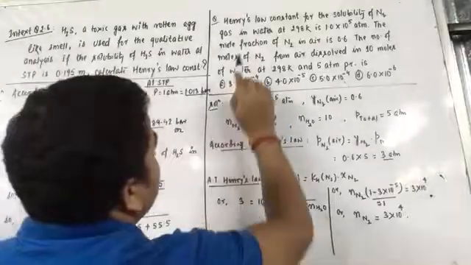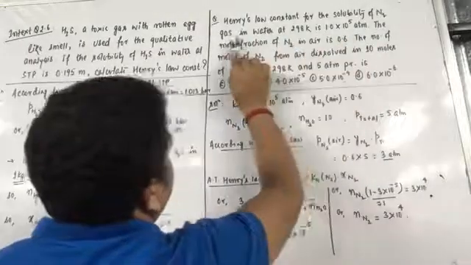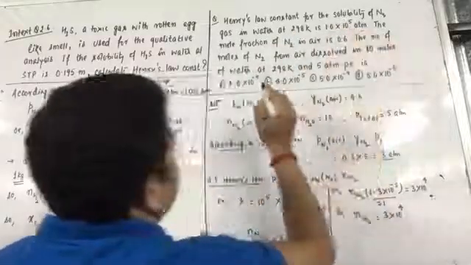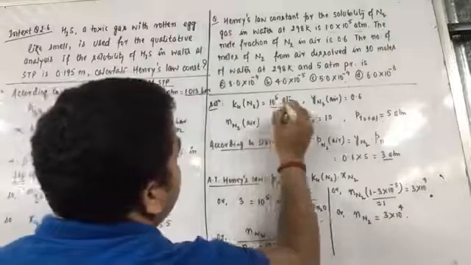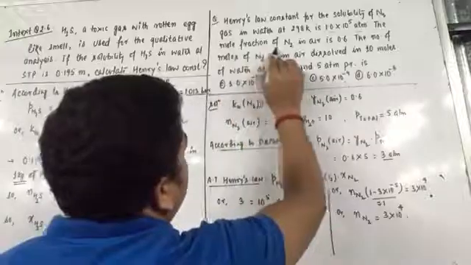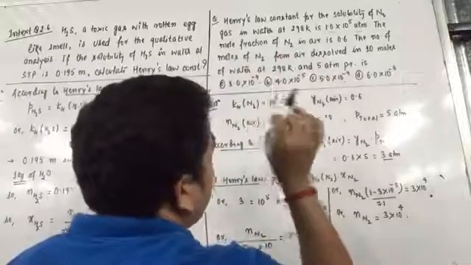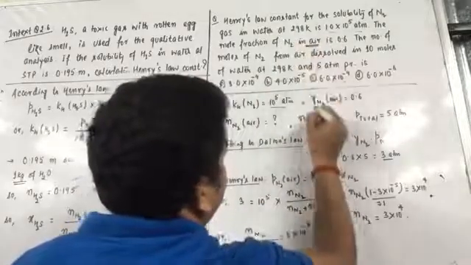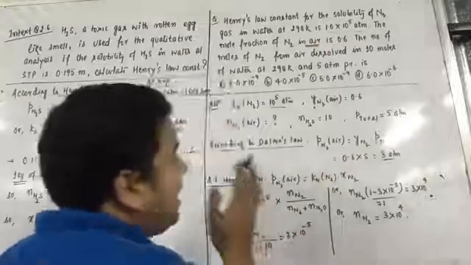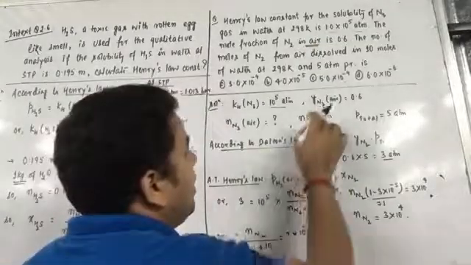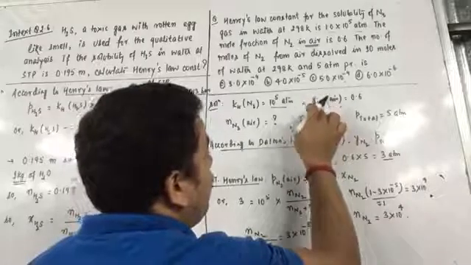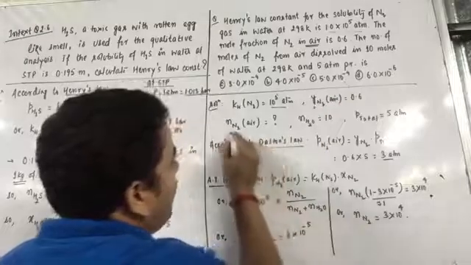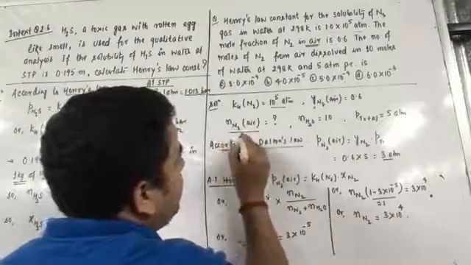This question says that Henry's law constant for solubility of nitrogen gas in water at 298 Kelvin is this much atmosphere. So given KH for nitrogen is 10 to the power 5 atmosphere. Now the mole fraction of nitrogen in air, not in water. Mole fraction in air, we are going to represent by alphabet Y, not by X. X means in solution, and if we are talking about air, we will represent it by Y. So mole fraction of nitrogen in air is 0.6, its value is given. We have to calculate number of moles of nitrogen in air, this is our target.